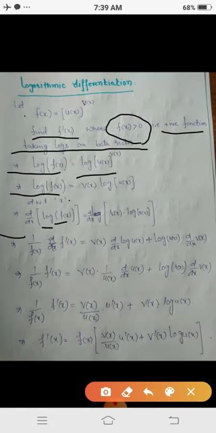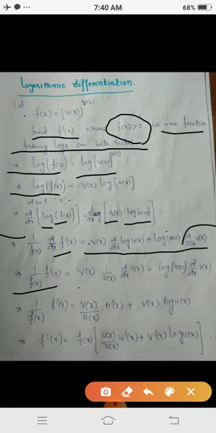f of x, that is, its differentiation is f dash of x. Now here we have two functions, one is v of x, second one is log of u of x. We have to find the derivative of a product of two functions. So simply use the product rule of differentiation, which states that the derivative of the product of two functions equals first function into derivative of second plus second function into derivative of first function, which simply equals f dash of x upon f of x, times v of x.